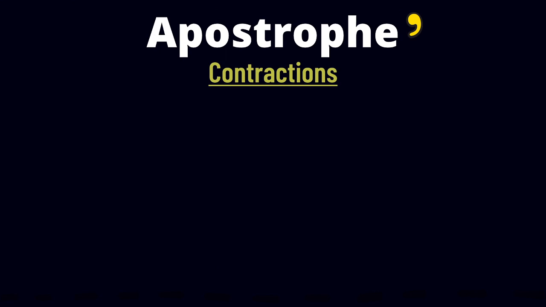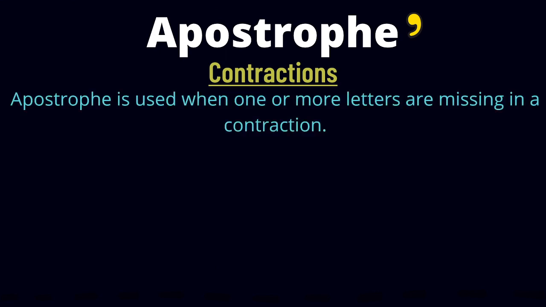Apostrophe is also used for contractions. Apostrophe is used when one or more letters are missing in a contraction. Contractions are nothing but short forms of all the helping verbs.